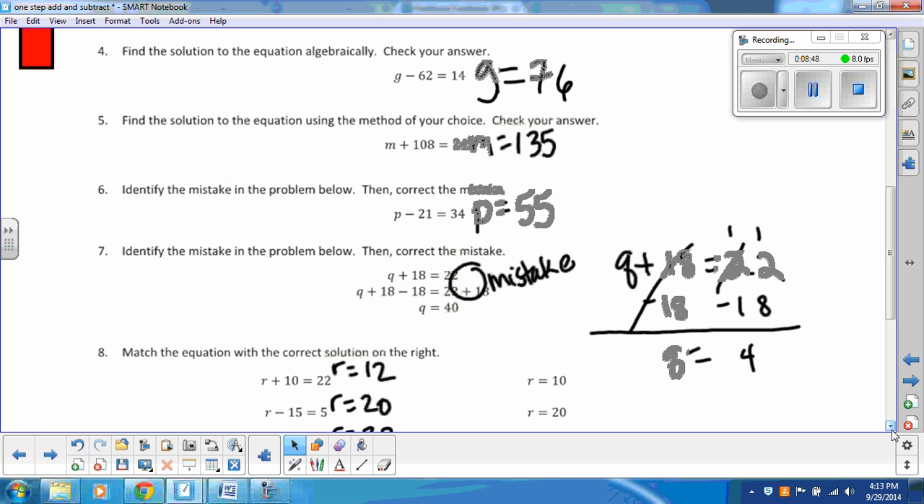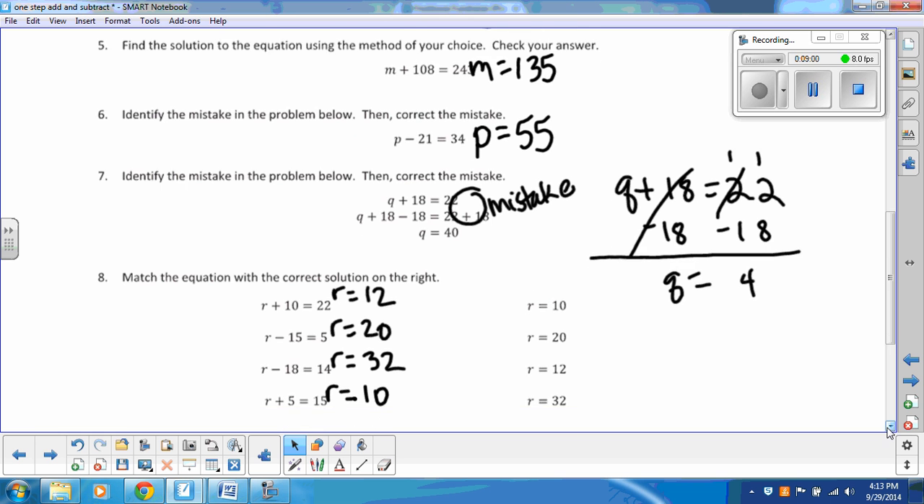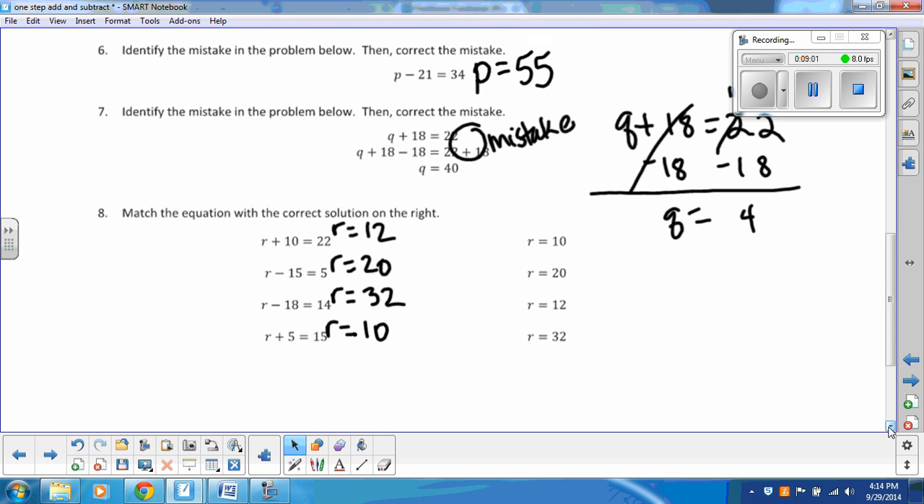And the mistake on this problem is that they added 18 on the right side instead of taking away 18. And that's what they should have done, and I worked that out, and you get Q equals 4. And then here are the answers to number 8 for the matching part.